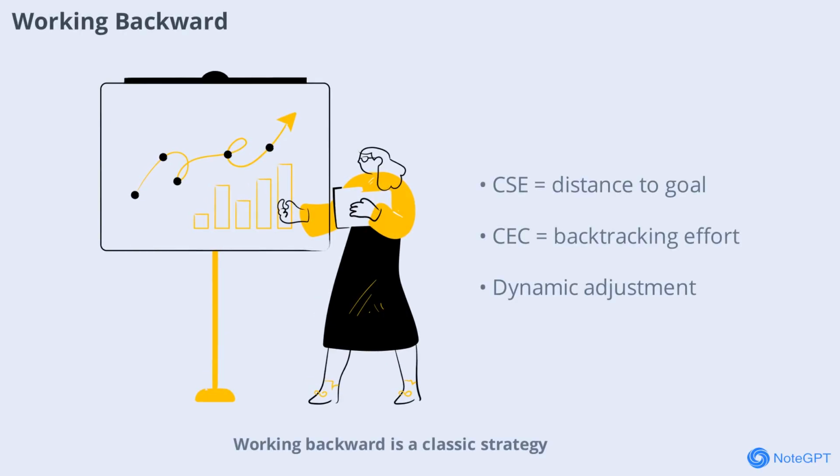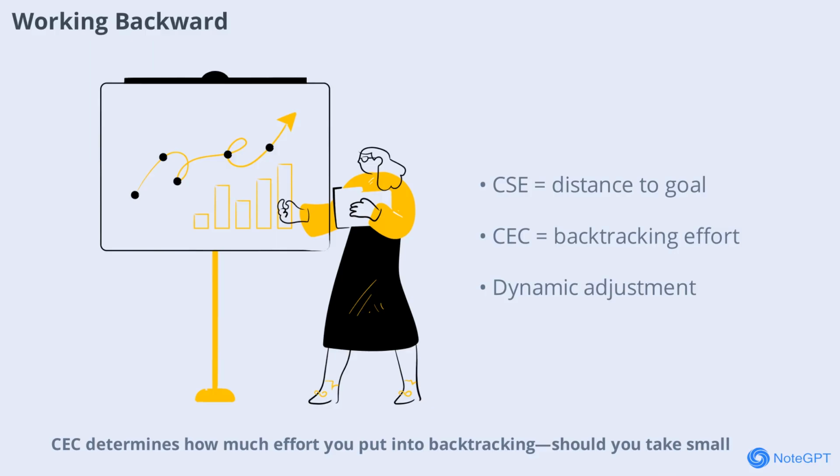Working backward is a classic strategy. Start from the desired outcome and reason in reverse. Here, CSE is the distance between your current state and the goal. The larger the gap, the higher the CSE. CEC determines how much effort you put into backtracking. Should you take small, cautious steps or make bold leaps? As you get closer to the goal, CSE drops and CEC can be reduced, making the process more efficient. This dynamic adjustment ensures you don't waste energy when you're already near a solution.